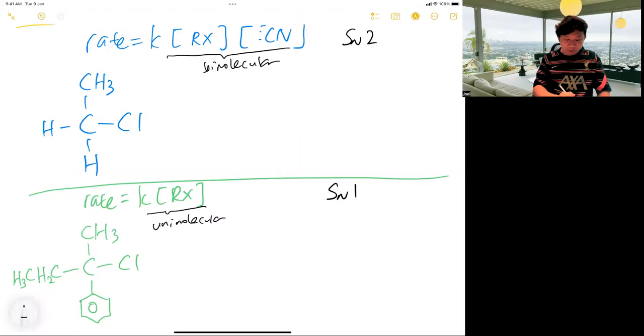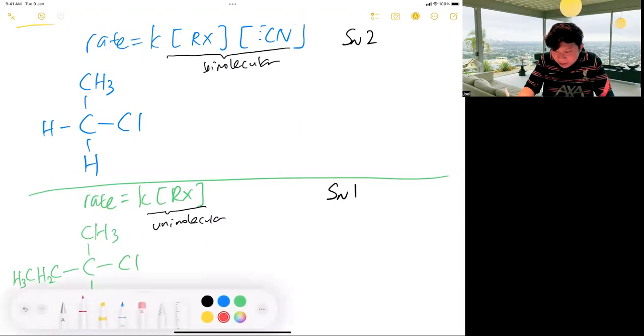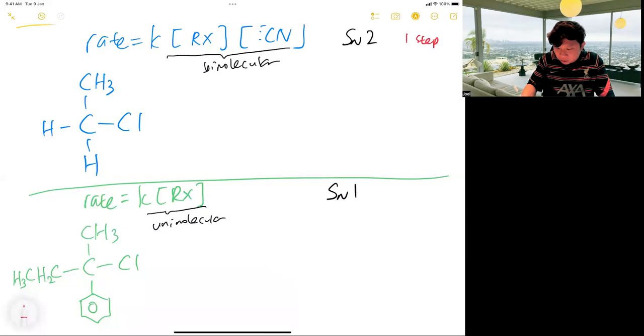The lame thing, I don't know why it's like that, it's just like that. Sn2 is one step, but Sn1 is two steps. So whenever it's one step, you cannot see the words slow and fast. The moment you see slow and fast, it must be two steps. One step is just one step. Okay? So how does it work?